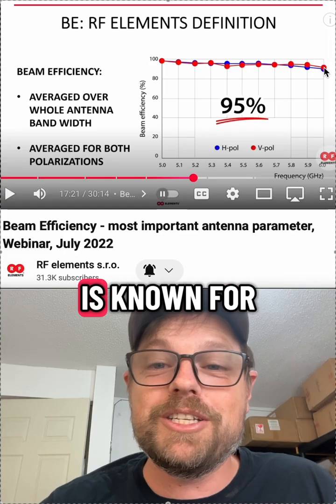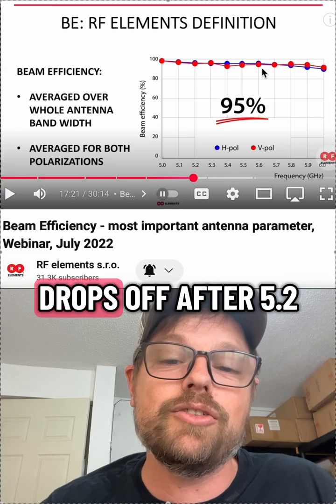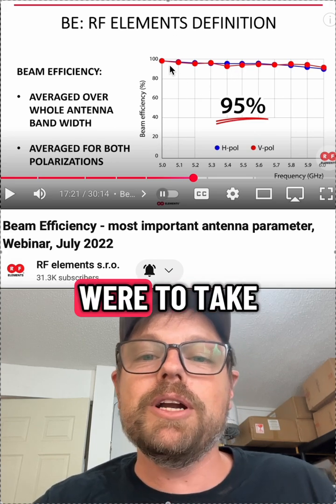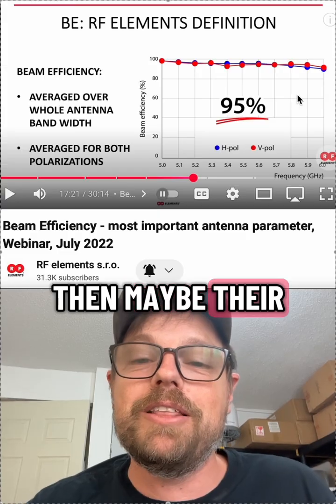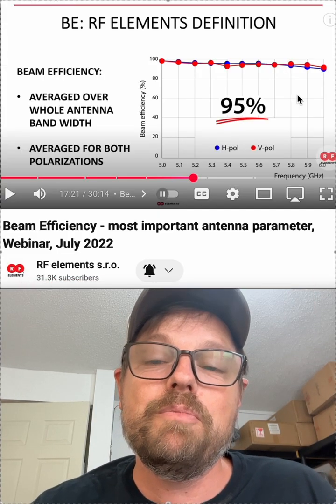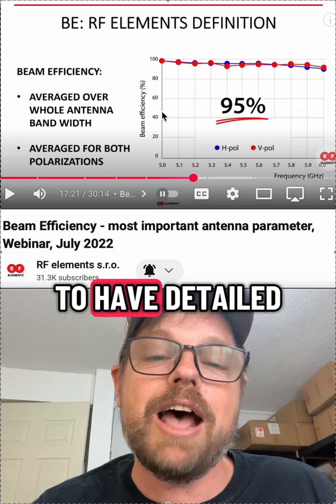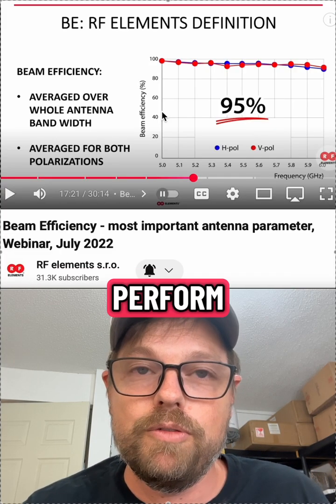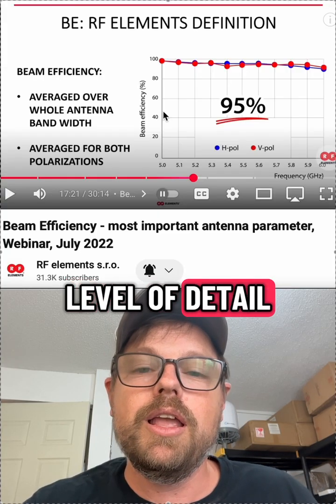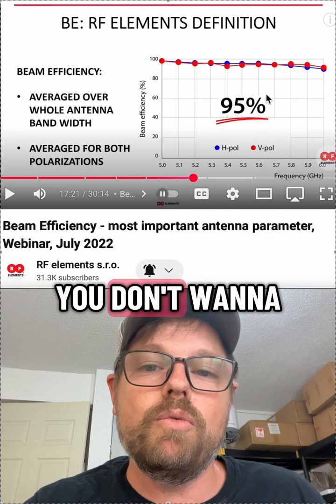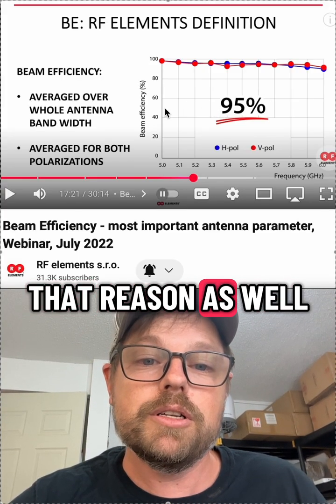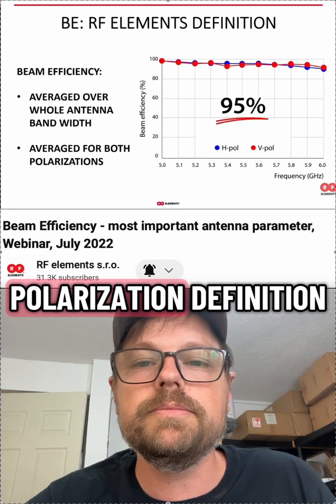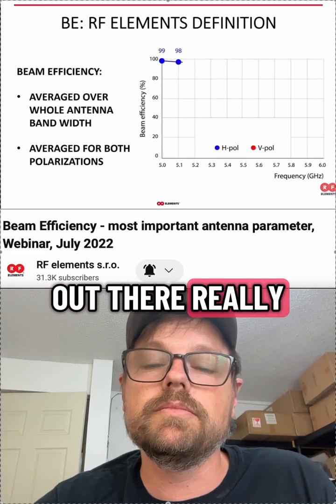And RF Elements is known for this too. With their gain, it drops off after 5.2. And if you were to take average gain, then maybe their antenna would still seem reasonable. But that's why you need to have detailed data so that you can understand how it's actually going to perform. You need that level of detail. But also, you don't want to take averages for that reason as well. Better than the single frequency and single polarization definition, or anything else out there, really.